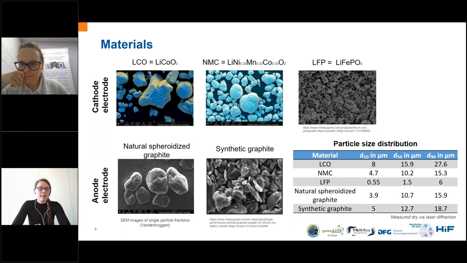So the LFP is much, much finer than the LCO and the NMC, whereas for the graphite, they are mostly in the same size range, but the shape is very different. And also for the NMC, you can see it's much rougher than the LCO.